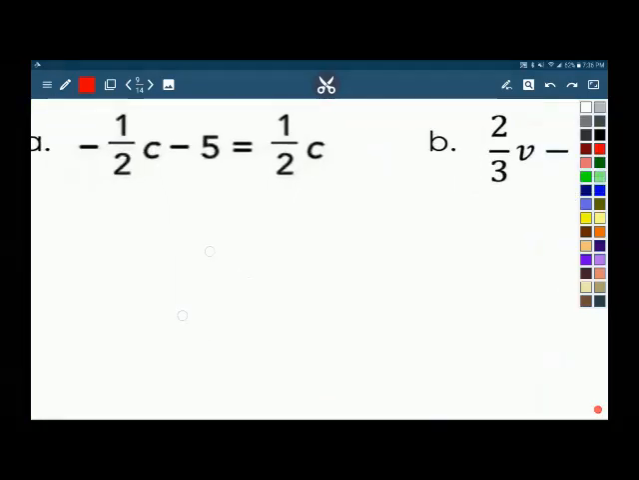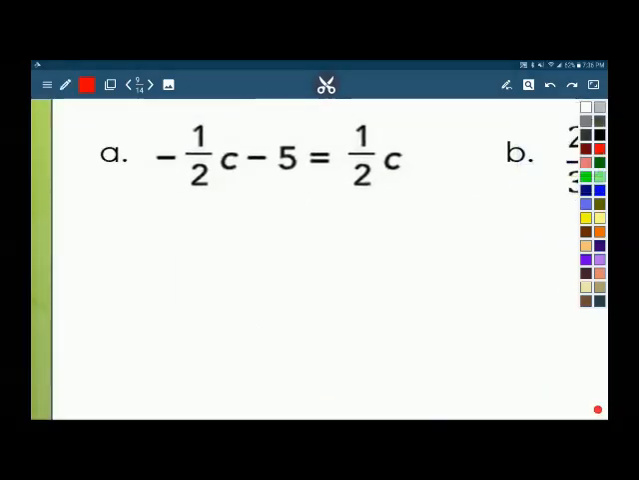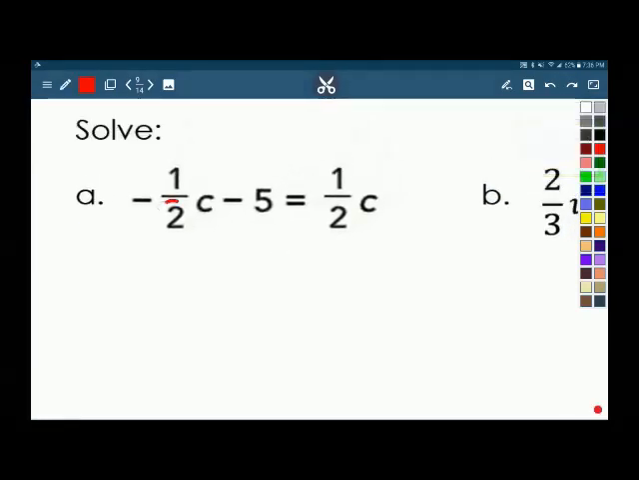And again, common just means the same. So because these two denominators are already the same, your LCM is 2. Okay, so denominator of 2, denominator of 2, you have an LCM of 2. That is basically telling you what you need to multiply everything by in order to get rid of the fractions.